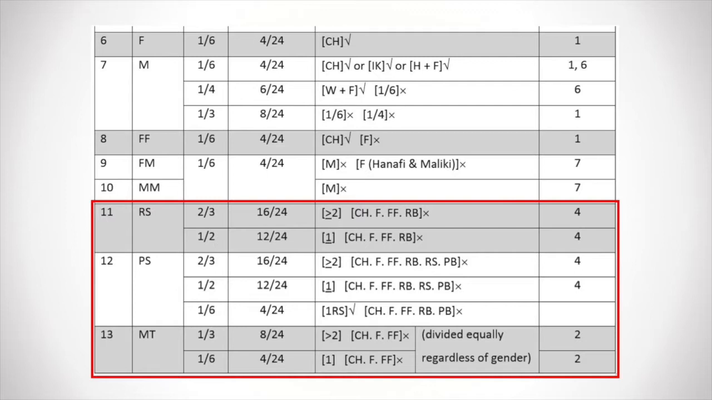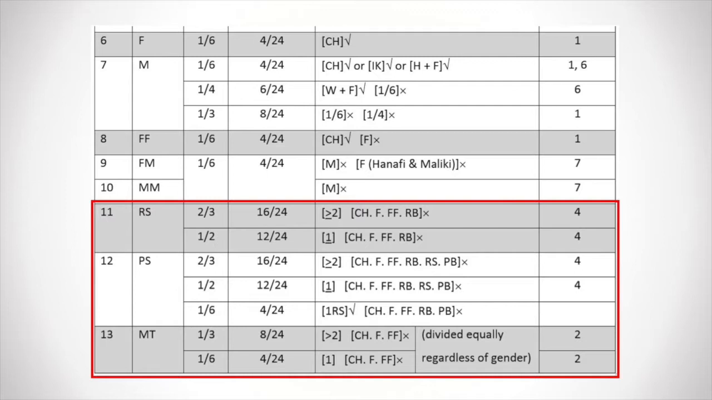So if the real sisters are two or more, and the dying person does not have any children, father, father's father, or real brother, then the sisters will get 2/3. If the real sister is only one, and other conditions are met, which is there's no children, no father, no father's father, or no real brother, then her share will be 1/2. Similar rules apply for paternal sisters, but with an extra condition that there should not be any real sister.